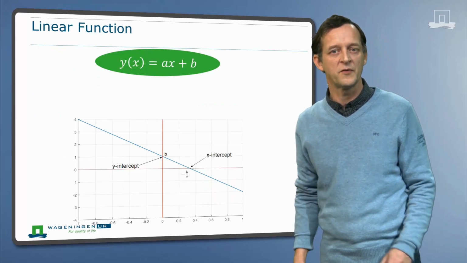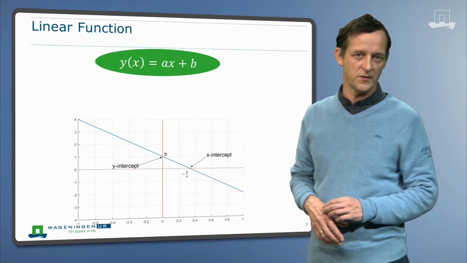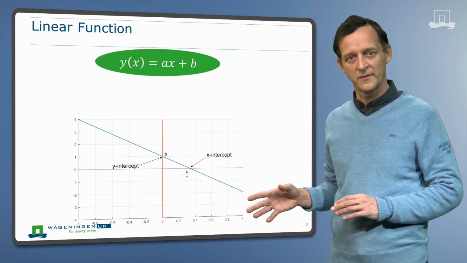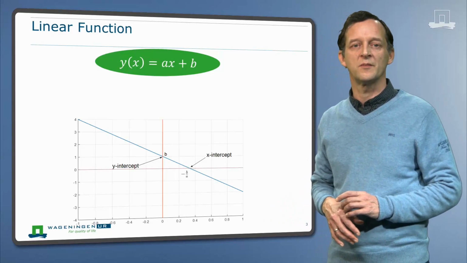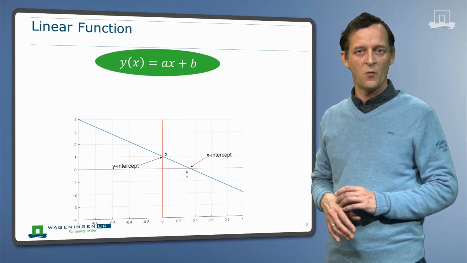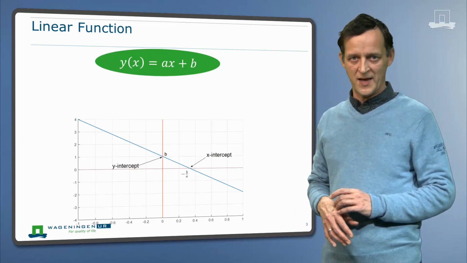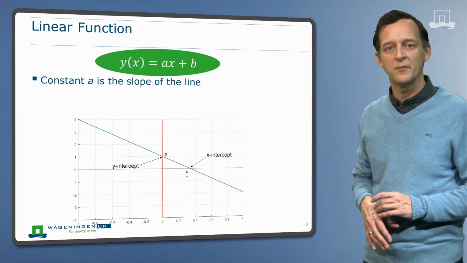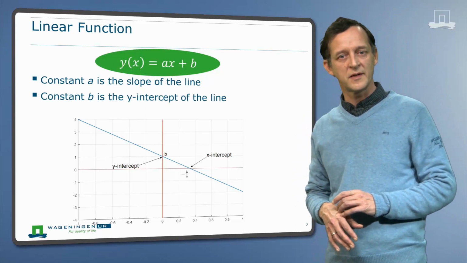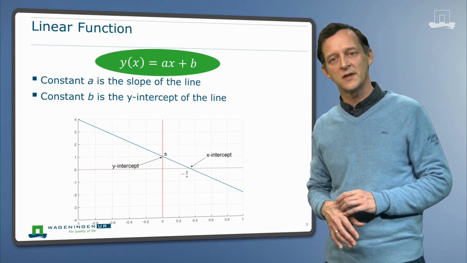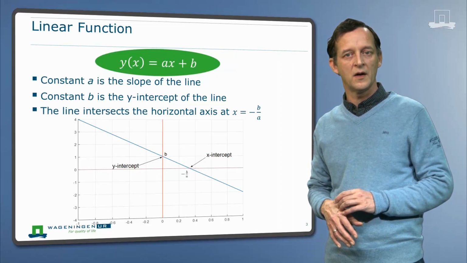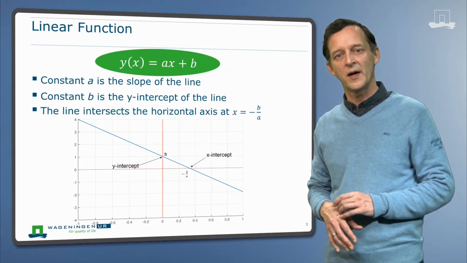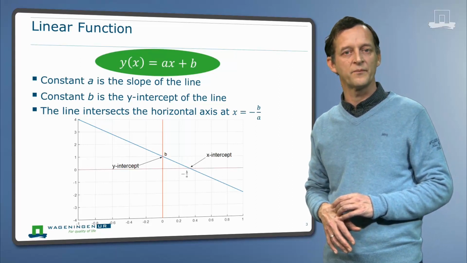Linear functions are in fact the most basic type of functions you can think of. A graph is a simple straight line, as you can see here. A linear function is summarized in the simple equation y as a function of x equals a times x plus b, where a is the slope of the line and b is the y-intercept, that is the value of y for x equal to 0. A line intersects the horizontal axis at the point x equals minus b divided by a.